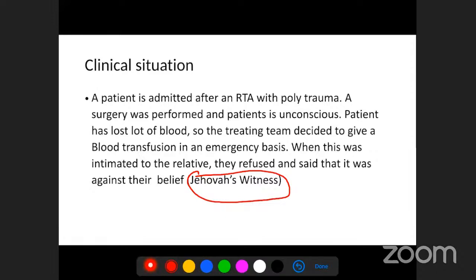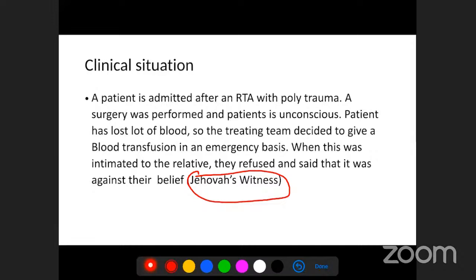So now just think, suppose you are part of that treating team, how will you proceed further? What will you do? Remember, the patient is unconscious, so you cannot ask the patient. So who will make the decision on behalf of the patient? So that's the question. Can somebody either unmute or just put in the chat box what you'll do? If you are part of the treating team, what will you do? Will you agree with the relatives and not transfuse the blood? Or will you move against their will and transfuse the blood? Anybody?